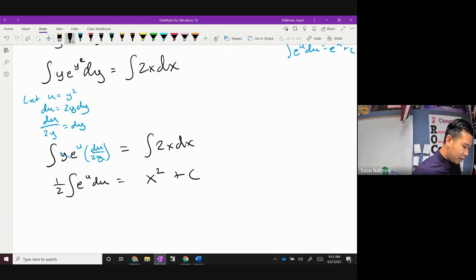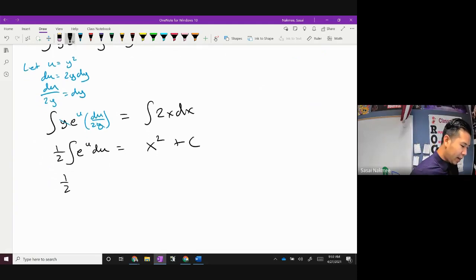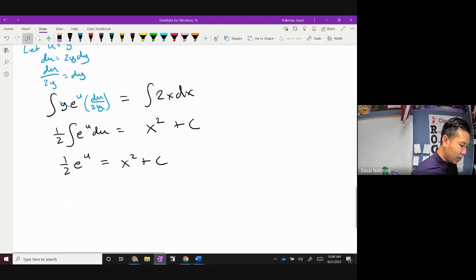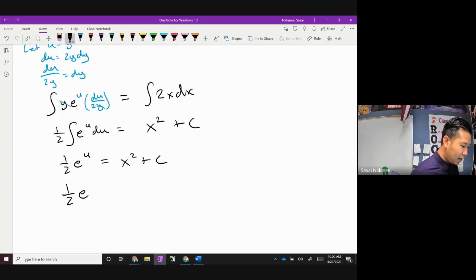Over here on the other side, we're going to go ahead and finish this off. This will be 1/2 e to the u, this is e to the u, isn't it? This is equal to x squared plus c, but of course u was equal to y squared, so I end up with 1/2 e to the y squared is equal to x squared plus c.